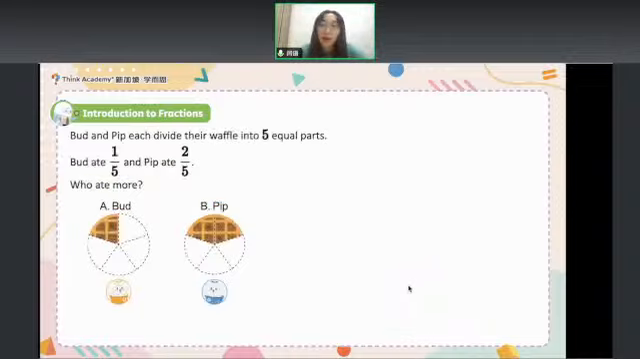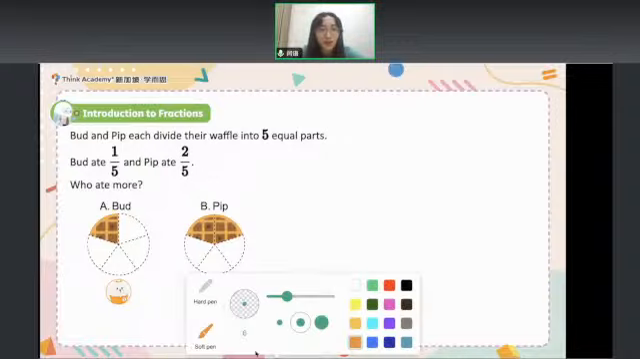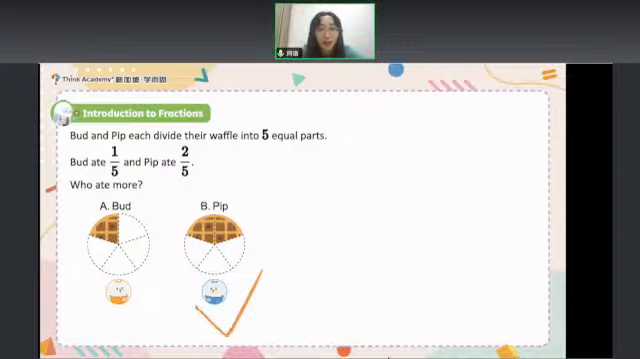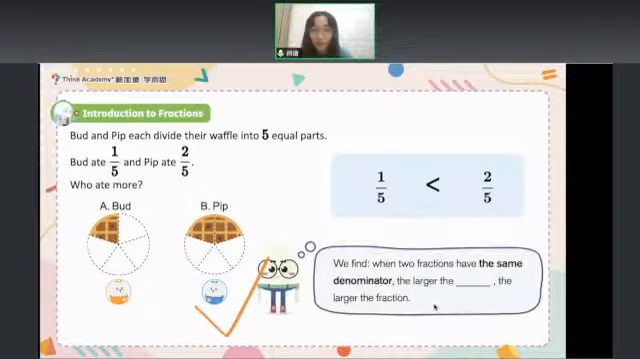How can we compare that which one is bigger, which one is smaller? Bugs and Pig each divided their waffle into 5 equal parts, but ate 1 out of 5, and Pig ate 2 out of 5. So who ate more? Yeah, of course, that is a Pig, right? So here you see that you divide the waffle into 5 equal parts. The more parts you take, and then actually the fraction should be bigger.